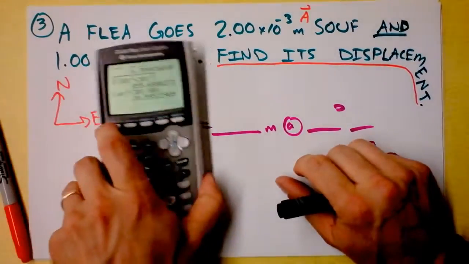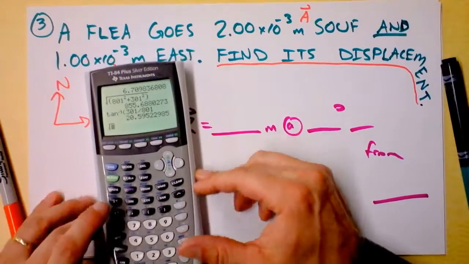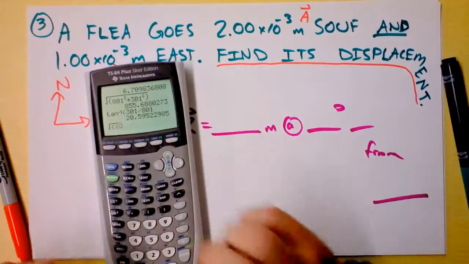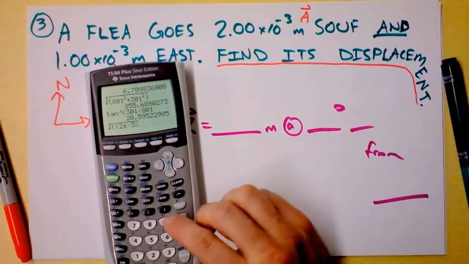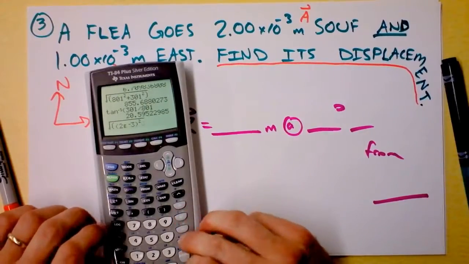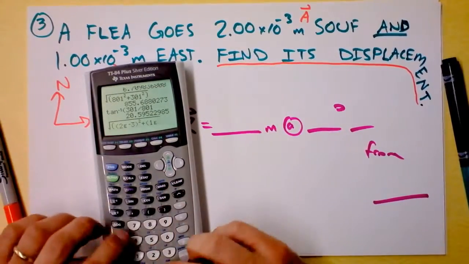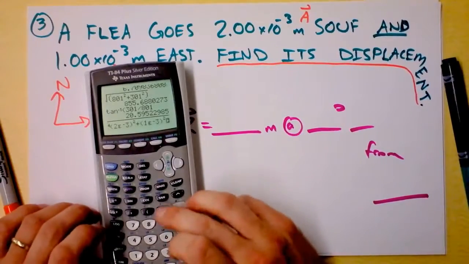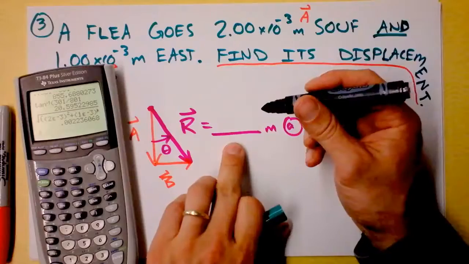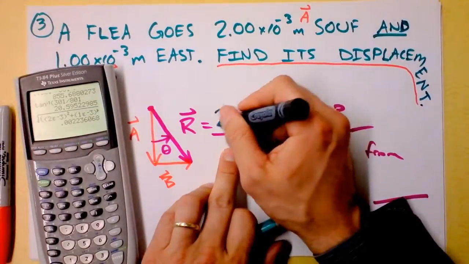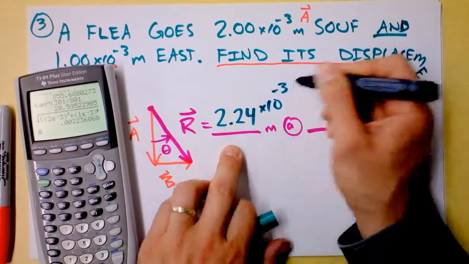Now let's do a little bit of Pythag, and this is tricky. You have to be careful with your parentheses. I'm supposed to square, watch this, I'm supposed to square 2 times 10 to the negative third. So I write open parentheses 2e negative 3 close parentheses squared, and then I'm supposed to add that to open parentheses 1e negative 3 close parentheses squared close parentheses for the square root, and I get a number. And look at that, the resultant is supposed to be 2.24 times 10 to the negative third meters.